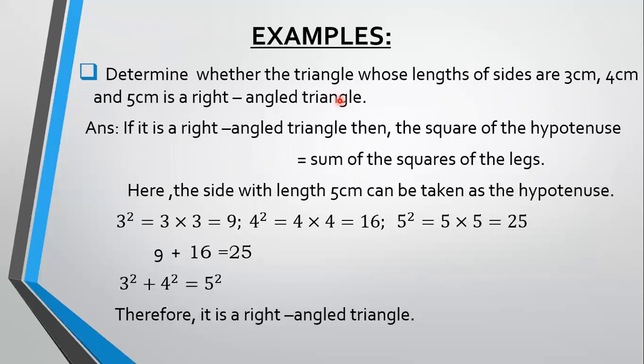And if it is a right angle triangle, the square of 5 will be equal to the sum of the squares of the other two sides. The other two sides are the side with the 3 centimeter and the side with the 4 centimeter. And you know 3 square is 9. For finding the square of any number, we will multiply the number by the same number. So 3 square is 3 into 3, that is 9. And 4 square is 4 into 4, 16. And 9 plus 16 is 25. And 5 square, 5 into 5 is 25. Here, 3 square plus 4 square is equal to 5 square. So, the given triangle is a right angle triangle. And the side with the 5 centimeter length will be the hypotenuse.